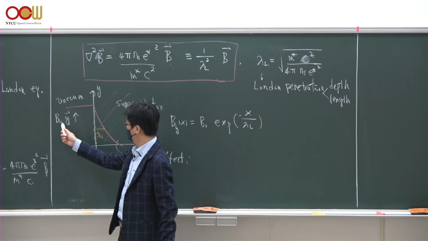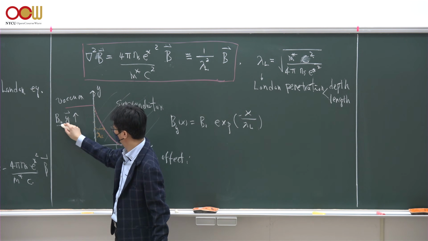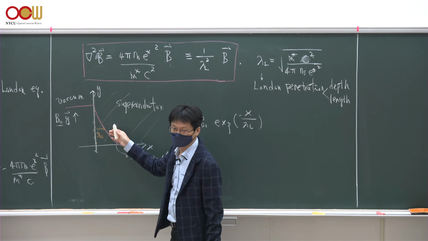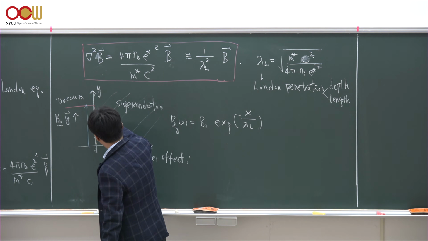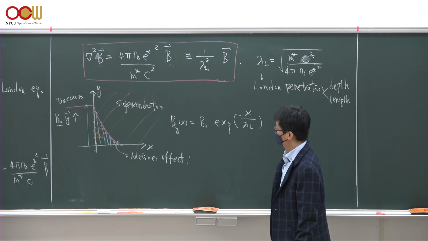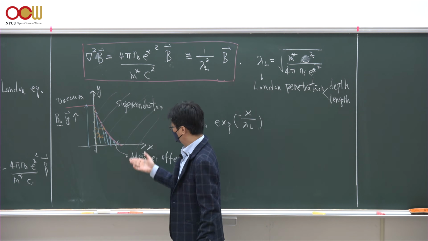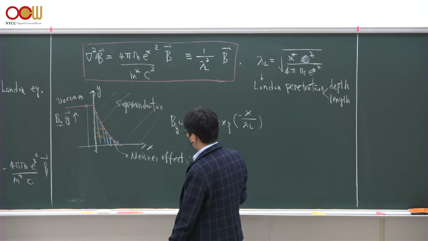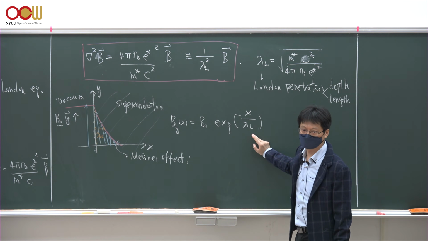Suppose I apply a magnetic field pointing in the y direction, with magnitude B0. Then the size of the magnetic field along the y direction is going to decay. If you make a plot of the magnitude of B, it decreases quickly, and as this B field penetrates inside the superconductor, it satisfies this exponential decay. The decay length is precisely this lambda_L, the London penetration depth.